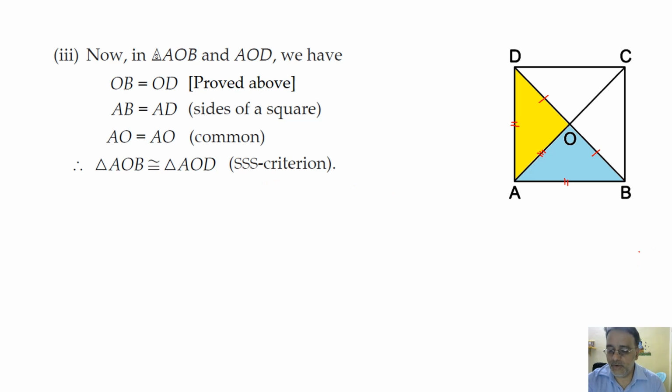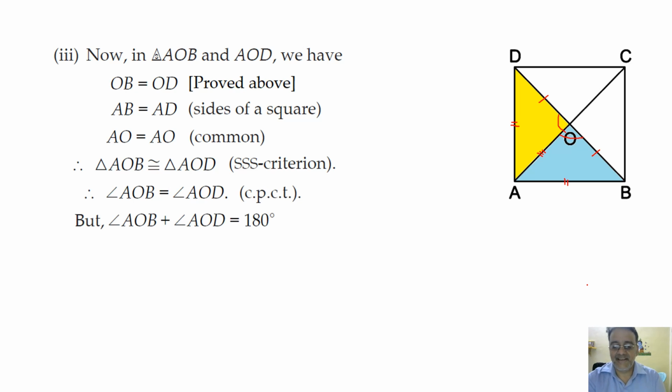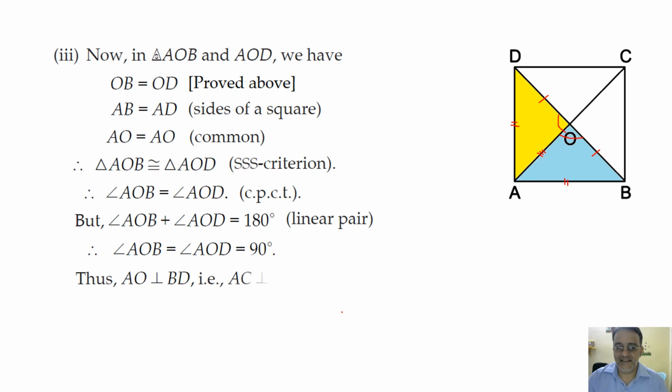So now these two angles are equal. Why? CPCD. But what is the sum of these two angles? 180 degree. Why? Linear pair, right? So दोनों का sum 180 degree और दोनों angles equal हैं. So both each angle will be equal to 90 degree. So hence AO perpendicular to BD will imply AC perpendicular to BD. Any doubt in this question? No, sir. Okay.